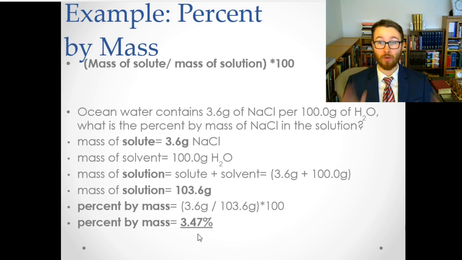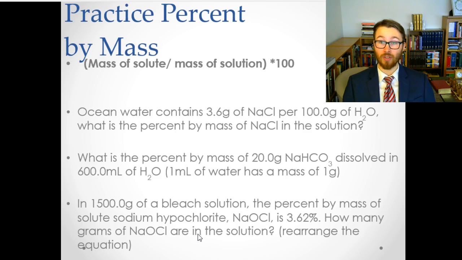All right. Now, very important, it is the mass of solute divided by mass of solution. If you did solute divided by solvent, you would take 3.6 divided by 100, and you would get 3.60%, but that would be wrong. So you have to calculate the mass of the solution. Now, I would like to see if there were any questions, but I can't. So we're going to move on to the practice problems.